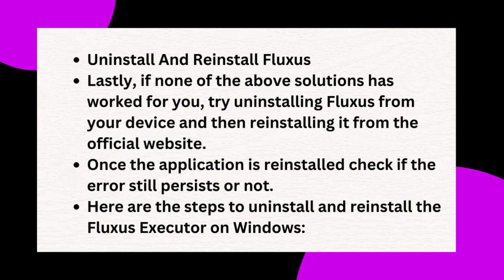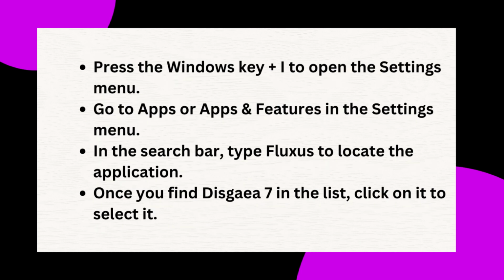So here are the steps to uninstall and reinstall the Fluxus executor on Windows. Press the Windows key plus I to open the settings menu. Go to Apps or Apps & features in the settings menu. In the search bar, type Fluxus to locate the application. Once you find it in the list, click on it to select.